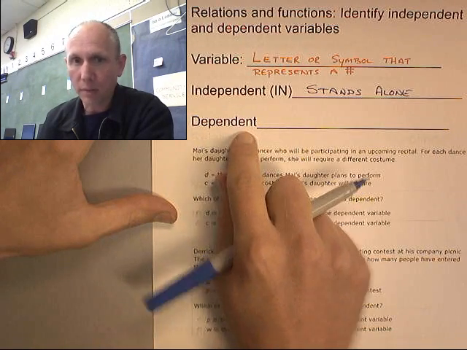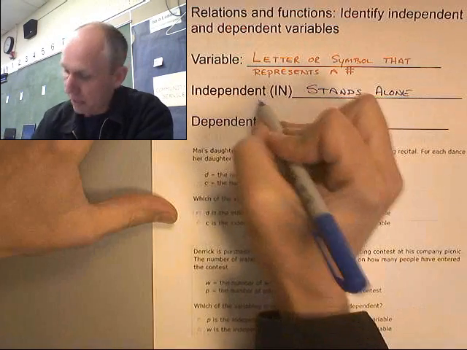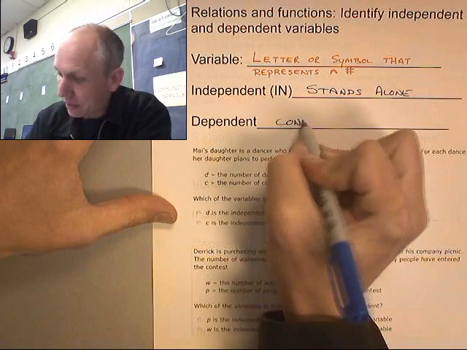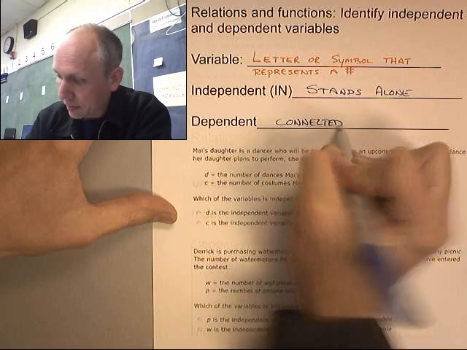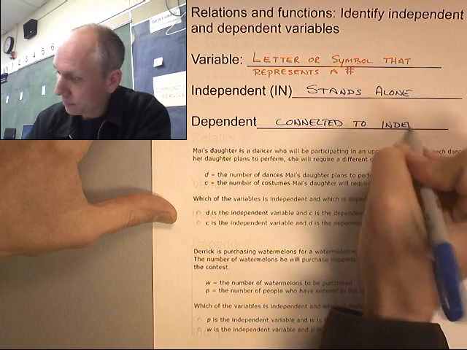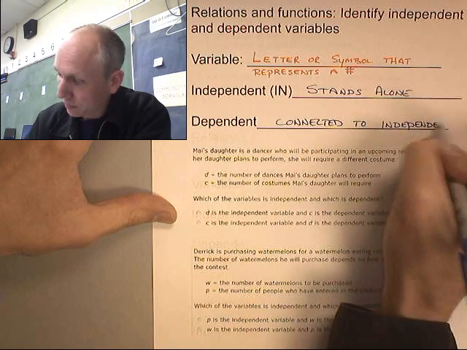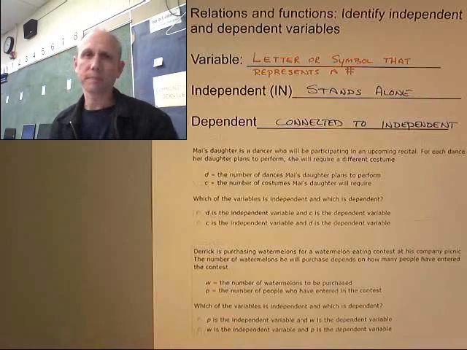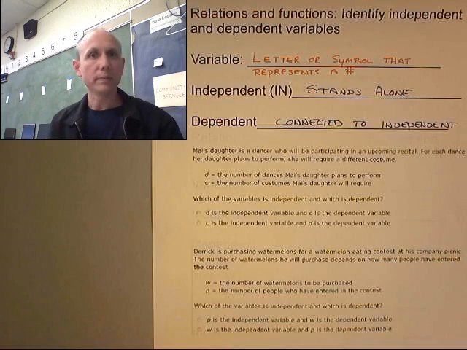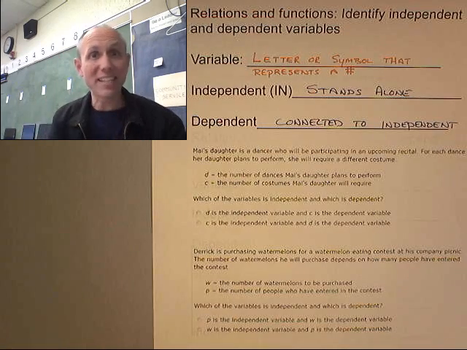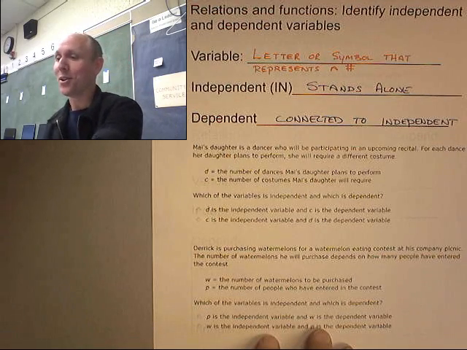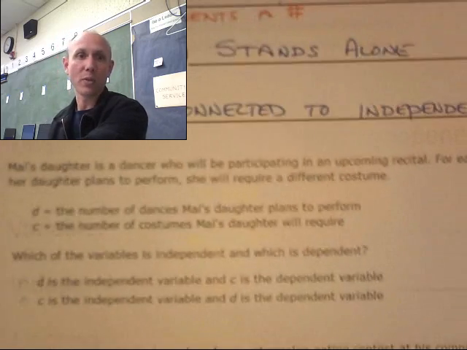The dependent variable depends on the independent. Dependent is connected to the independent. So the independent stands alone, and the dependent depends on that independent. Wow, I'm getting confused. I'm confusing myself. Here we go. Let's try to look at a problem, because these aren't difficult once you kind of catch it.